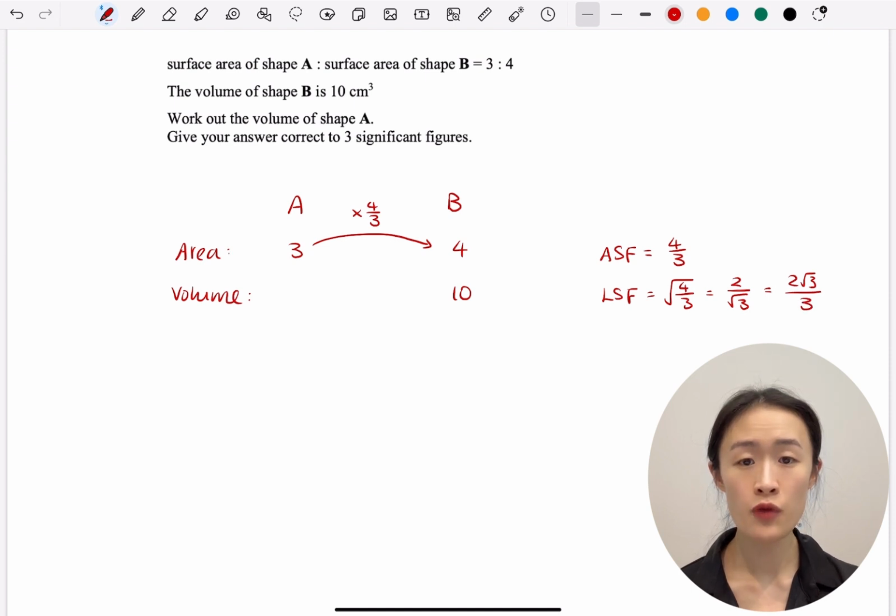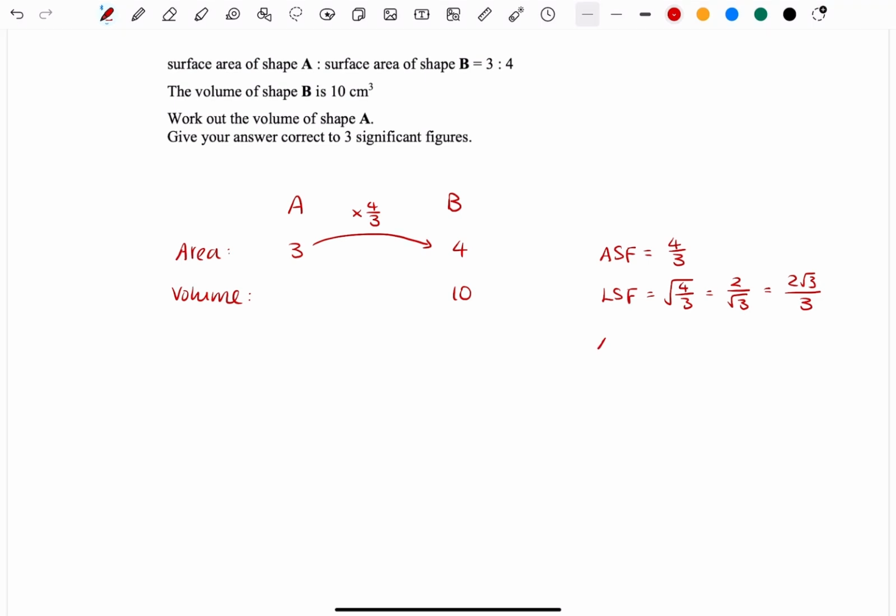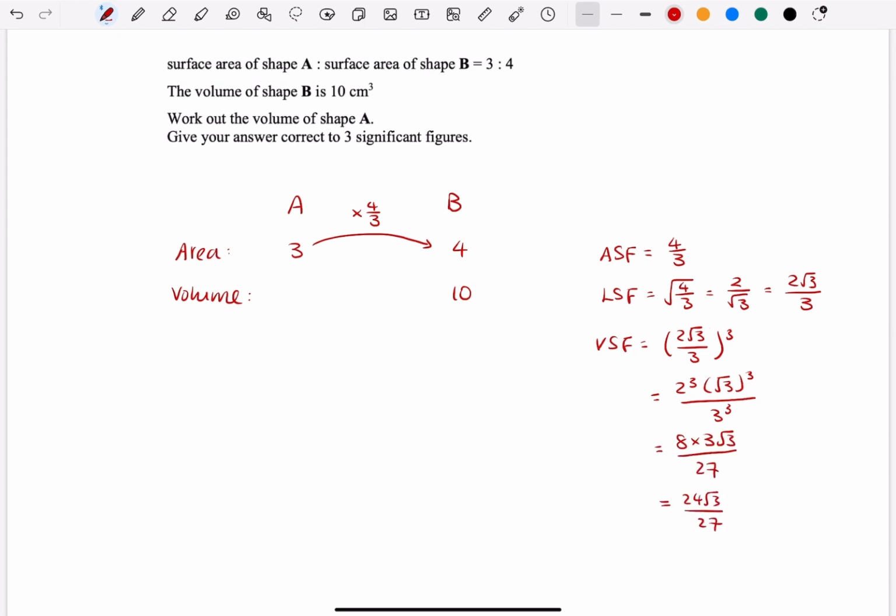Now we need to work out the volume. That means we need to work out the volume scale factor first. To get the volume scale factor, we need to cube our length scale factor. So using power rule, we know it's 24 root 3 over 27. So in order to work out the volume of the smaller piece, we need to do 10 divided by our volume scale factor. And we can work it out. It is 270 over 24 root 3. Because the question wants us to leave our answer to 3 significant figures, our final answer is 6.50.